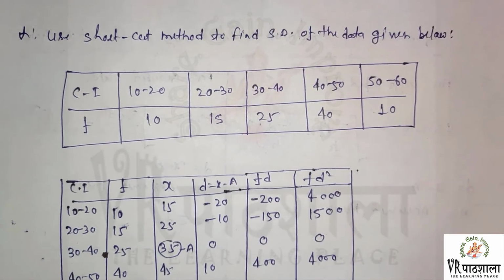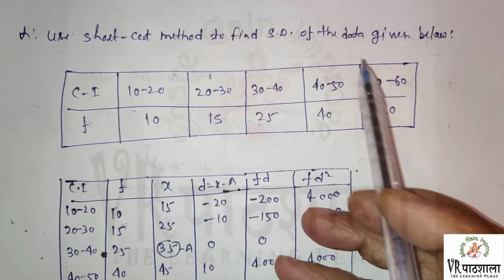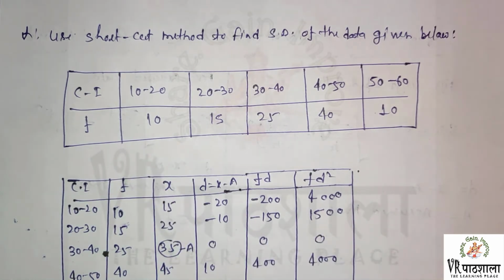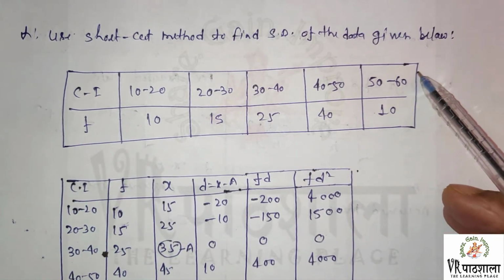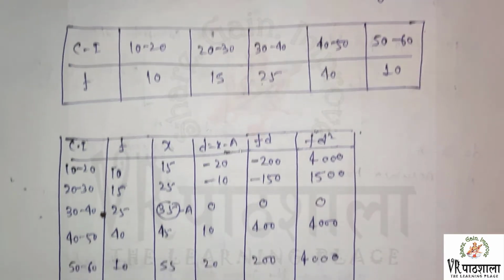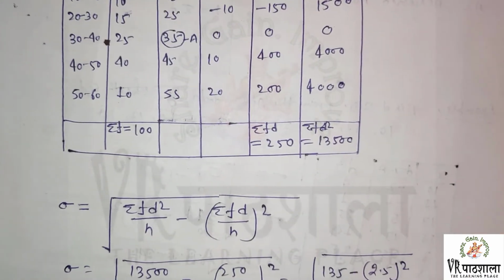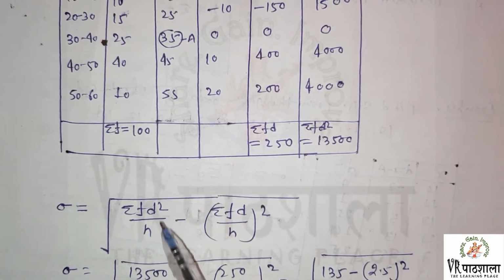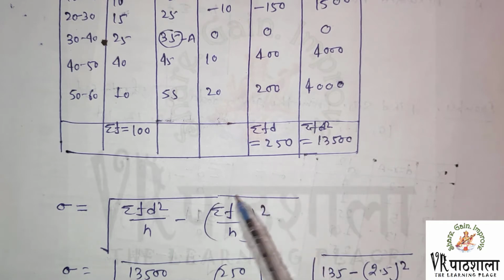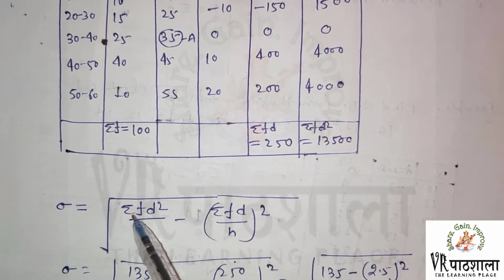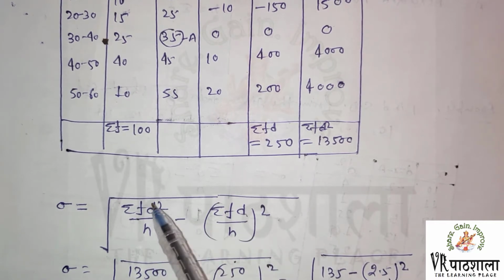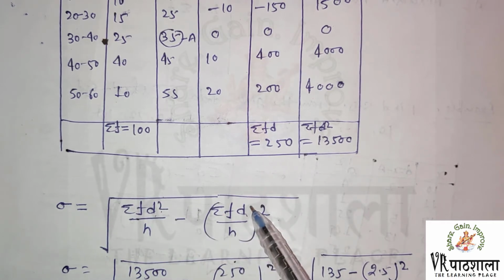Now we will consider another example. Here the data is grouped data; the class interval and frequency are given. First we arrange the data in vertical form. The standard deviation for grouped data is given by the root of summation fd square over n minus the square of summation fd over n. So we need the columns for fd square and fd.